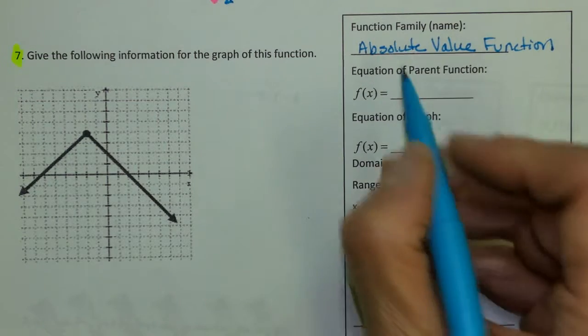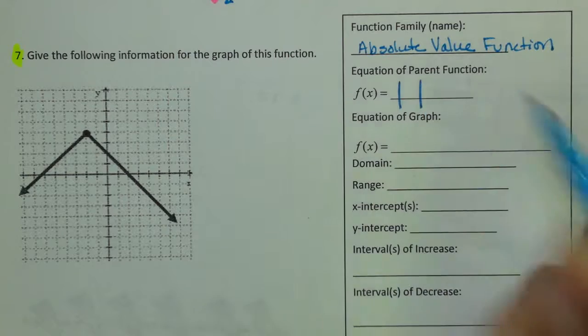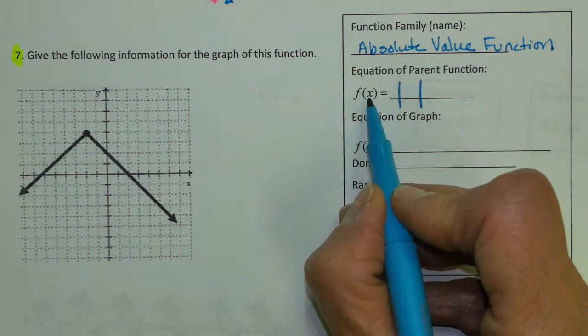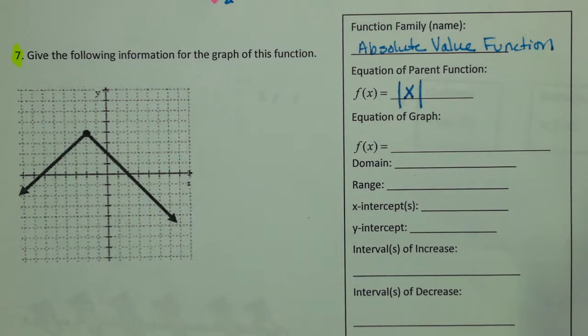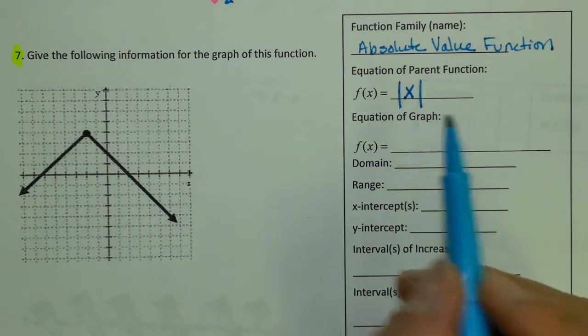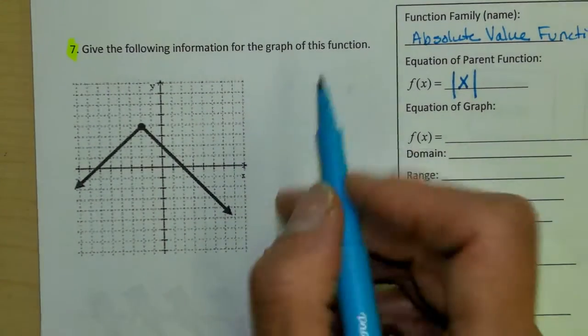Parent function, bare minimum. Well, I have to have absolute value bars. So what is this function dependent on? It's dependent on x. That's it. Bare minimum. Now I have to figure out what the graph of the equation is. So let's go over here.